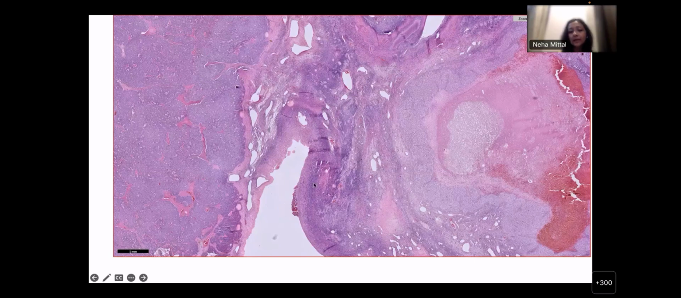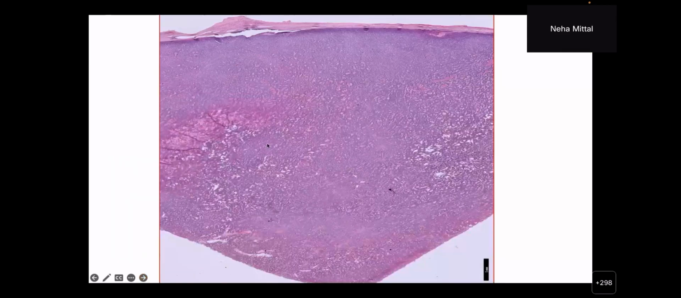And on the left hand side, what can you see, Nabila? What is there on the left hand side in this case? The left hand side of the section shows diffuse infiltration of ovary by tumor cells that are mostly, at this power, I can see only blue and some pink areas. Excellent.